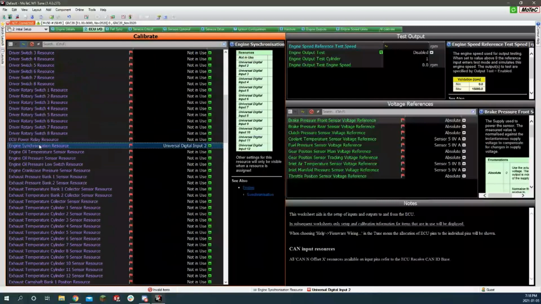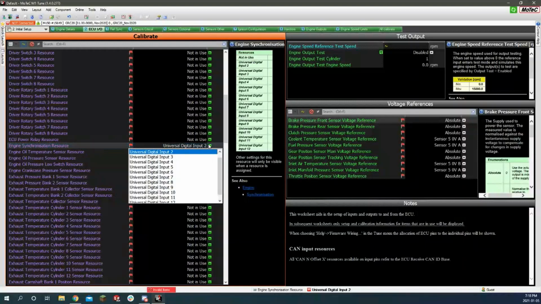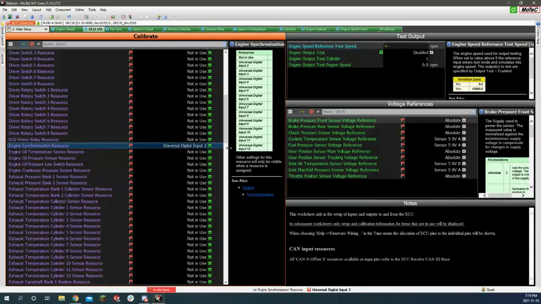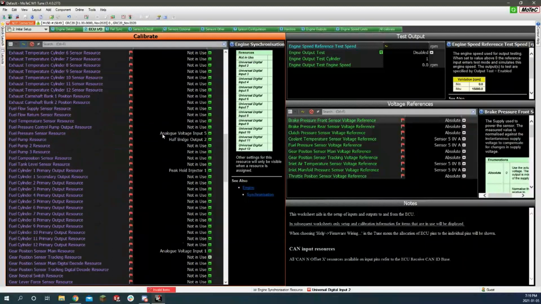What's this one? Synchronization. This basically tells it's a sensor on the engine that tells the ECU how fast the engine's going or where the engine is in its cycle. So that's a critical input that you need, and I've set that to the universal digital in 2, but that could change, but that's just one option for where we can put it.